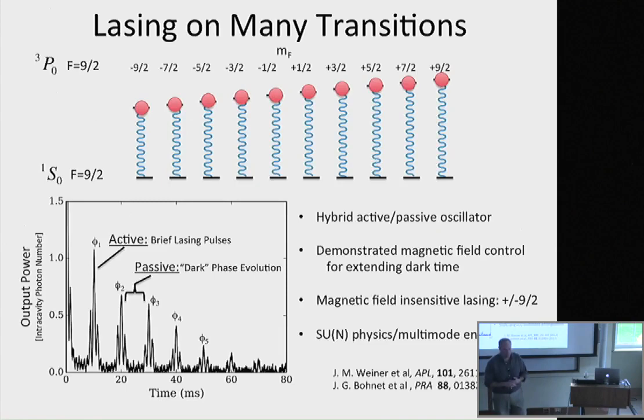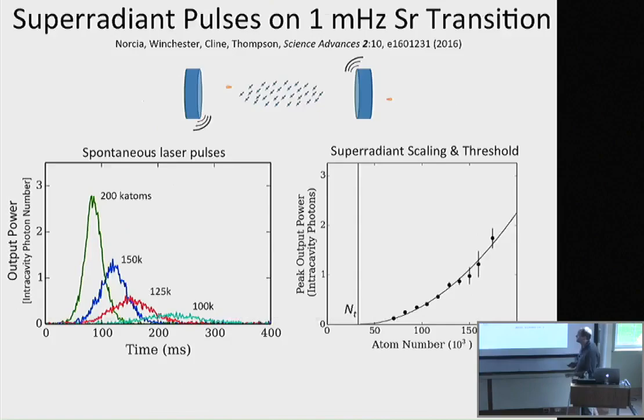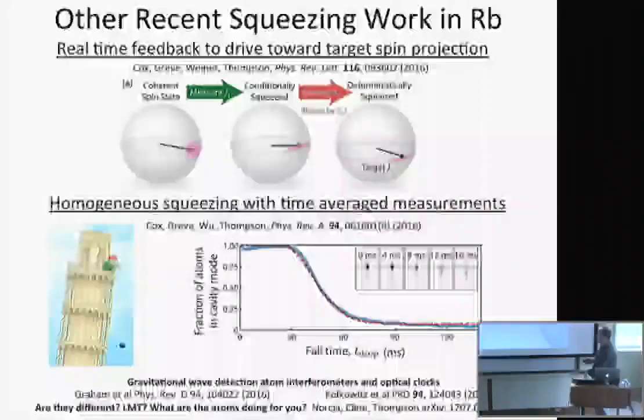In your first squeezing stuff, what actually sets the noise after you do your squeezing? Why isn't it perfect? Why is this not aligned?